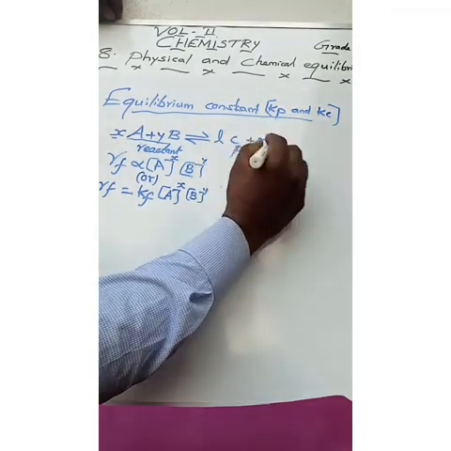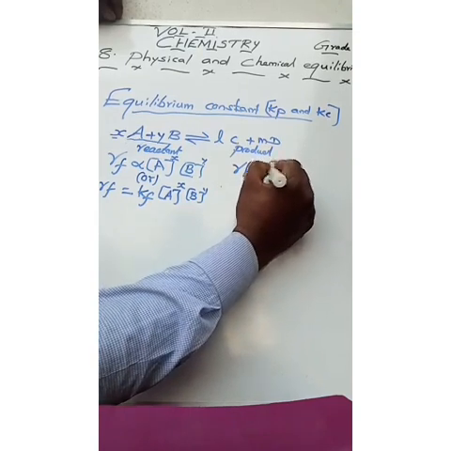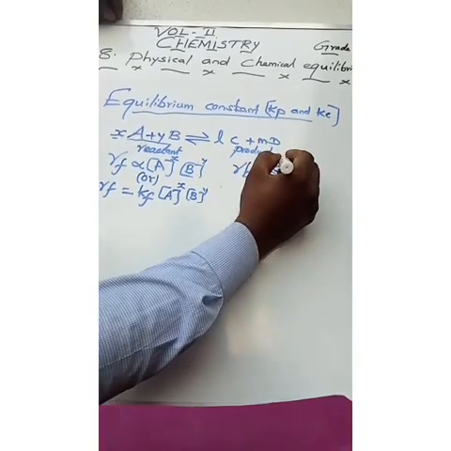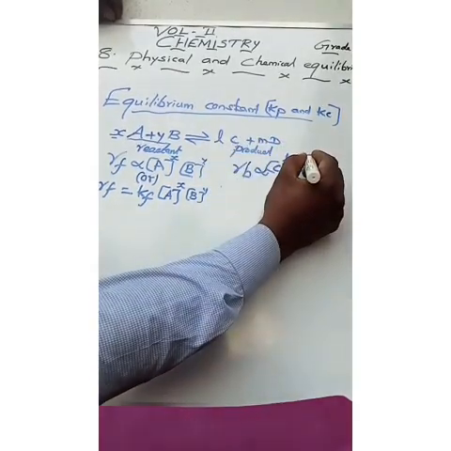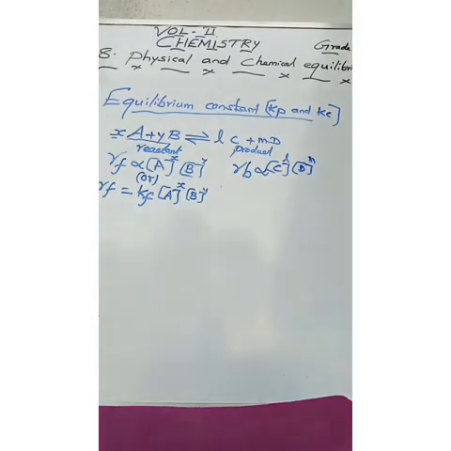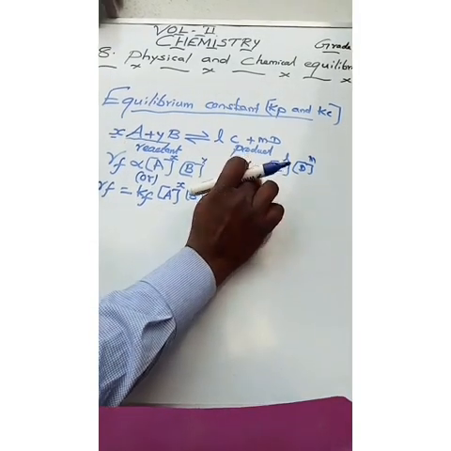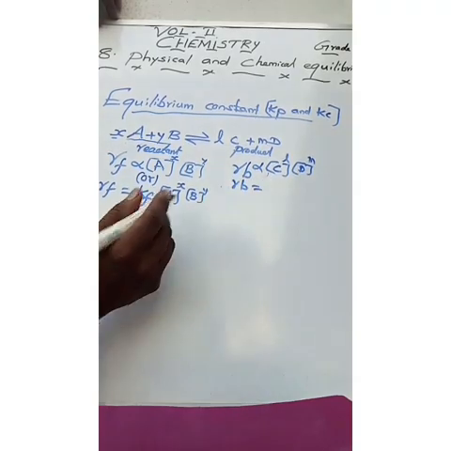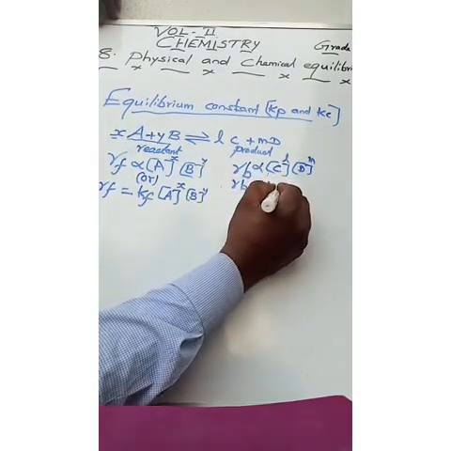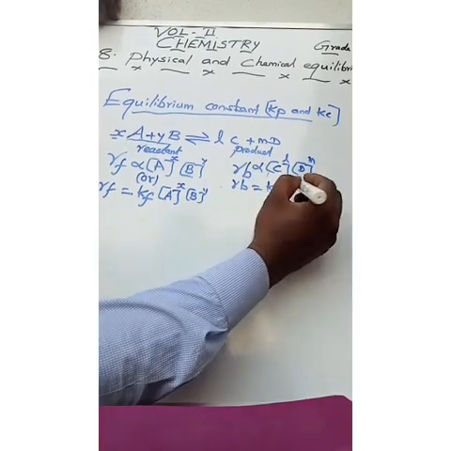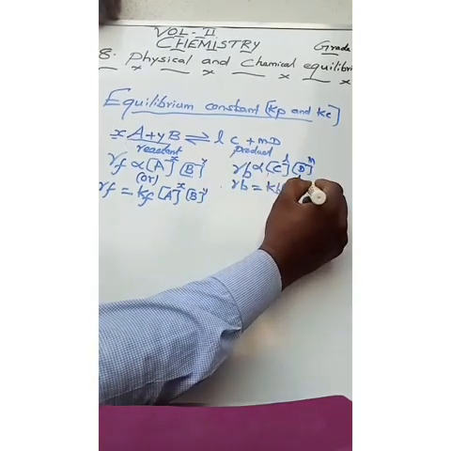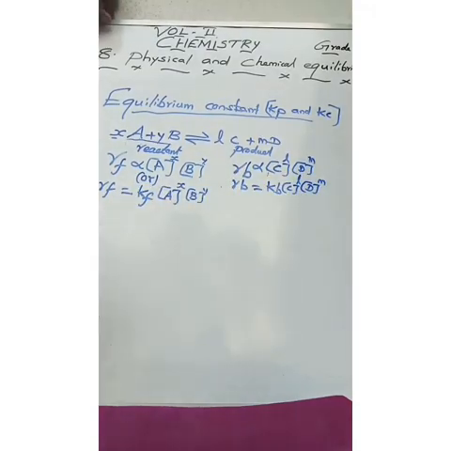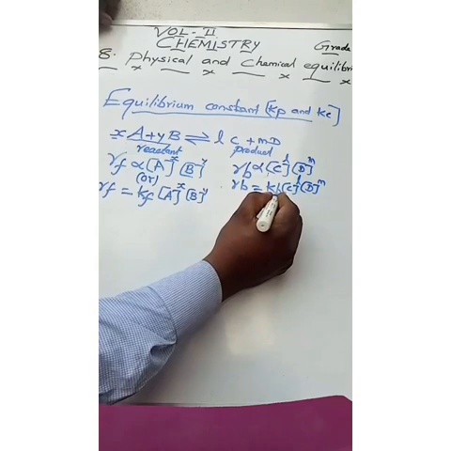Which are the products here? C and D: the active mass of C and the active mass of D. L is the coefficient of C and M is the coefficient of D. So we can write Rb, the rate of the backward reaction, is equal to Kb, active mass of C power L, active mass of D power M. Am I right? What about Kb?